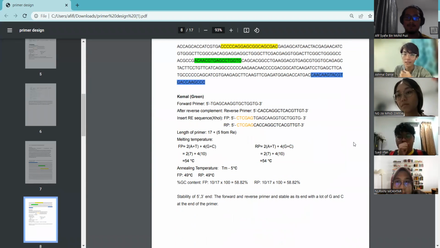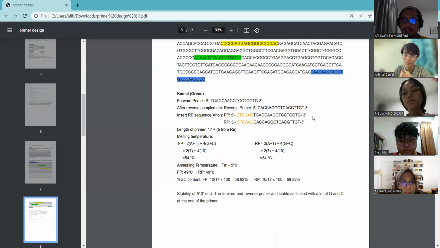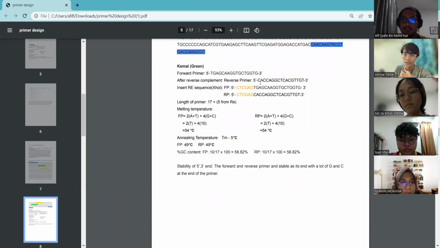Can you scroll down a bit, please? Okay, so for my part, I just picked nucleotides randomly for my reverse and forward primers, as I highlighted with the green color. For the forward primer, I just copy pasted it, and for the reverse primer, I took the reverse complement, as you can see. The total length for the forward and reverse primer is about 17 nucleotides, so it is in the optimum range.